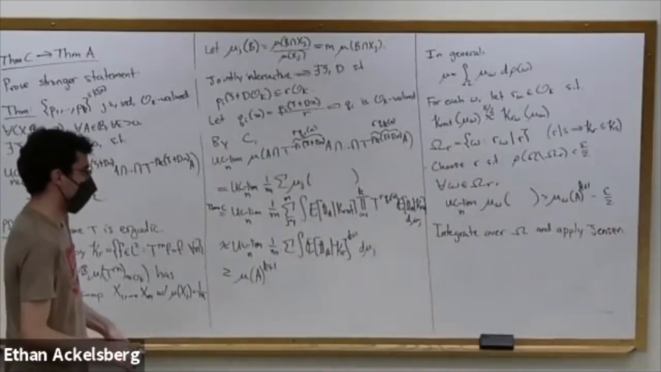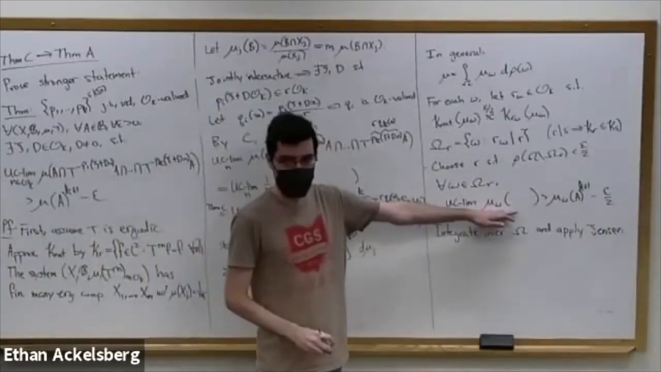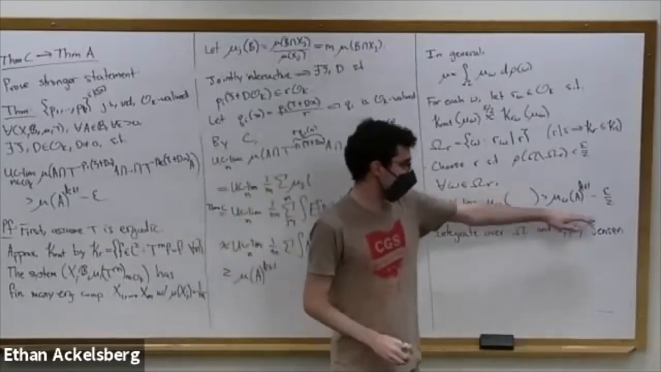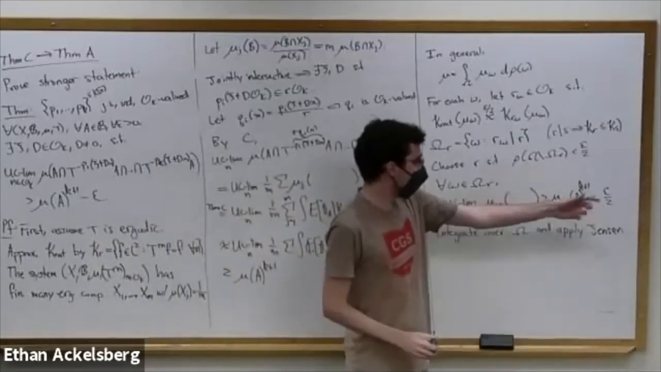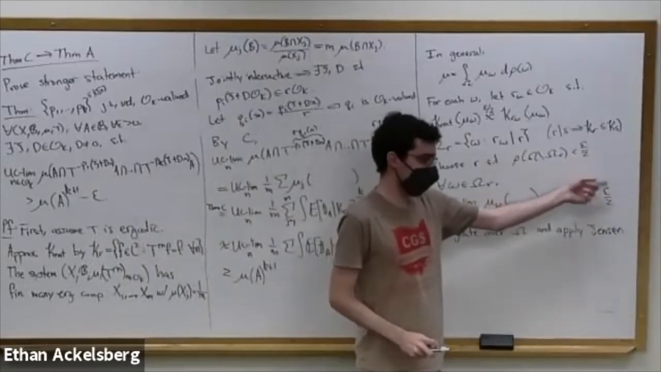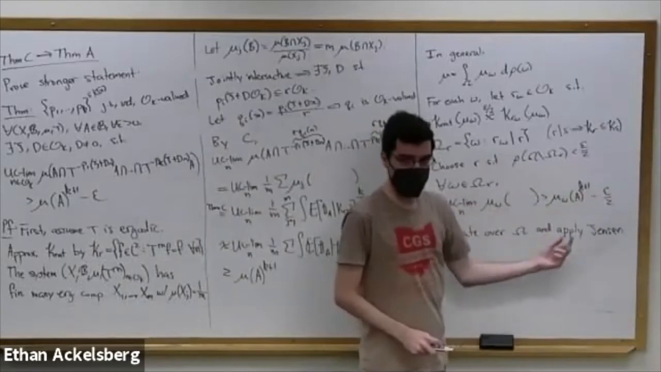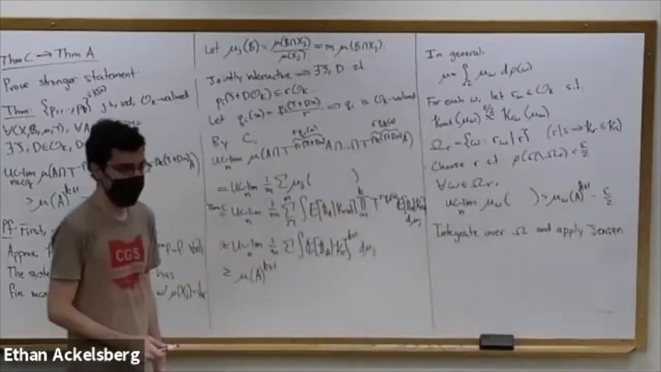So you just write this as the integral of the mu omega expressions. On omega R, you can replace it by this. Outside, you only have an error of epsilon over 2. And so you have 2 epsilon over 2s that add up, and then you can apply Jensen here, pull the k plus 1 outside, and you'll get the value.